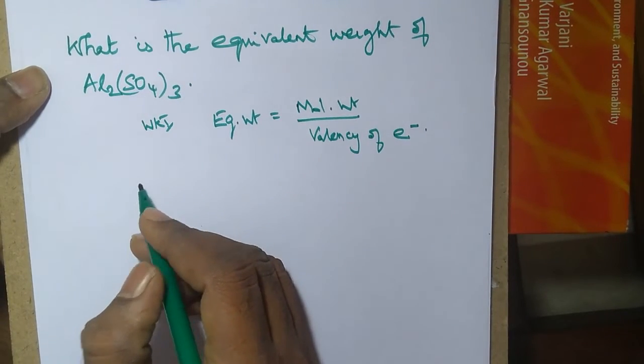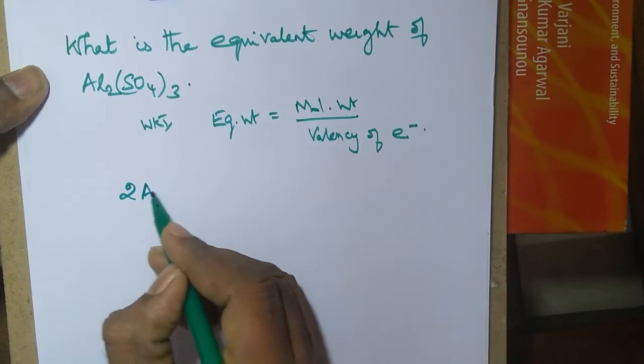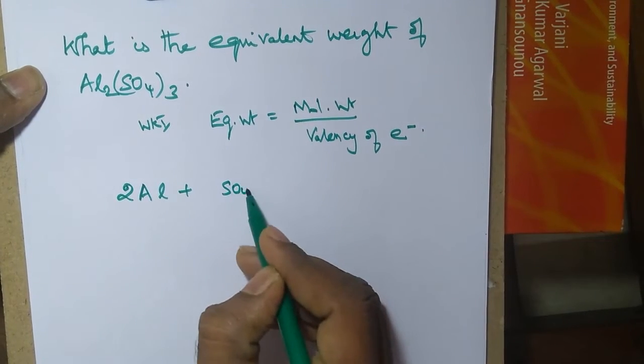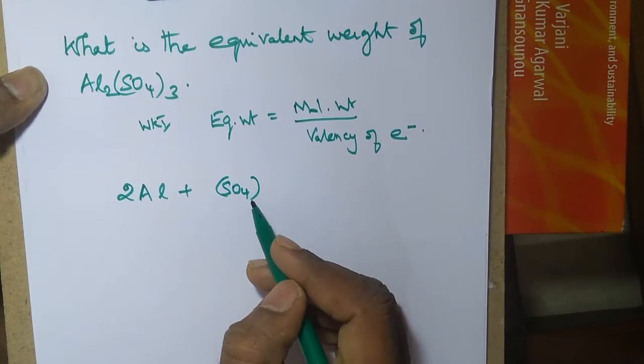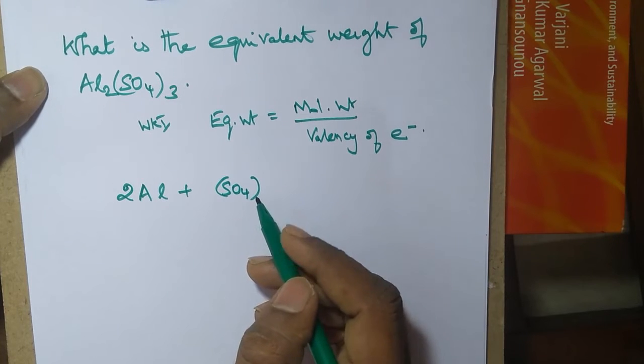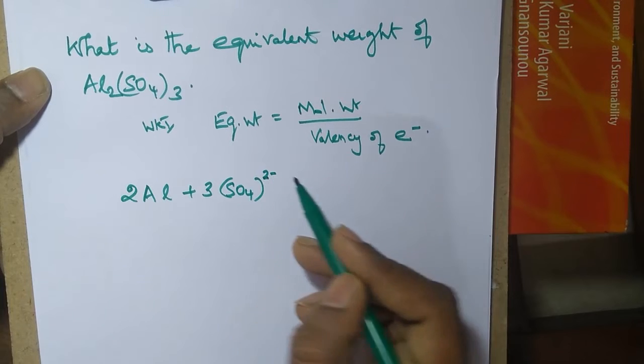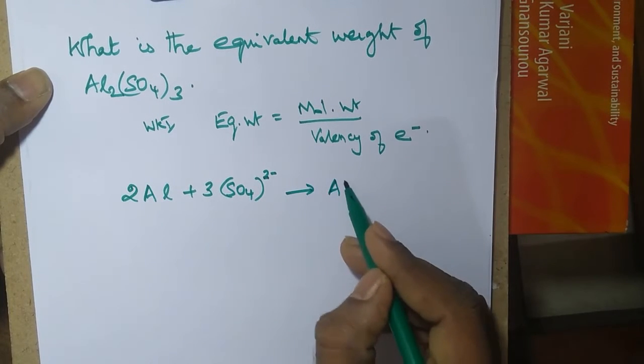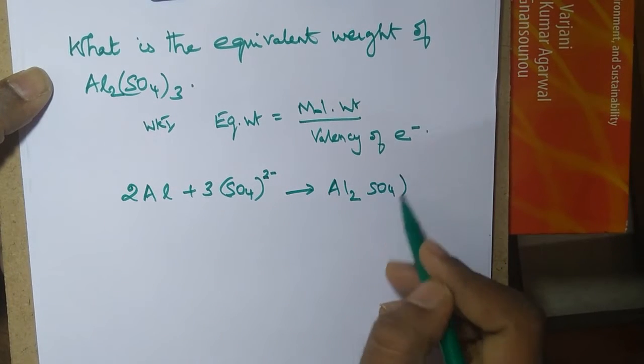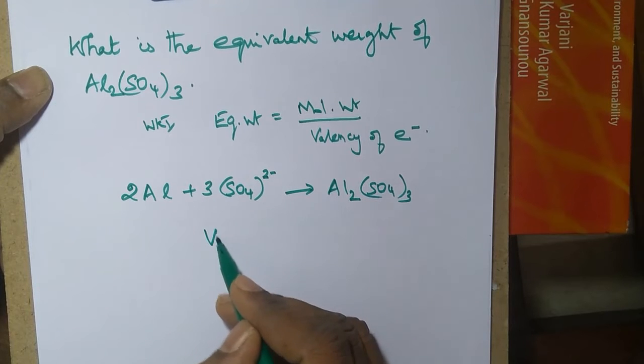So how is this Al2(SO4)3 formed? 2 moles of aluminium plus 3 moles of sulfate ion, SO4 2 minus, will form Al2(SO4)3.